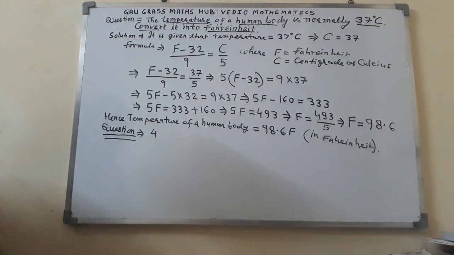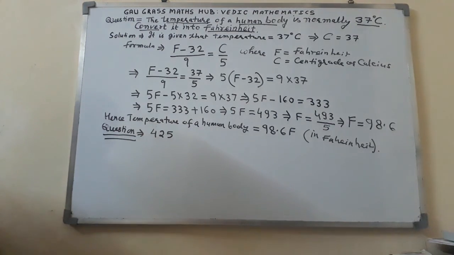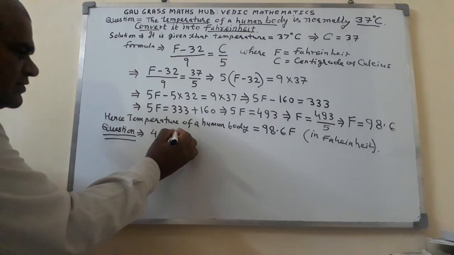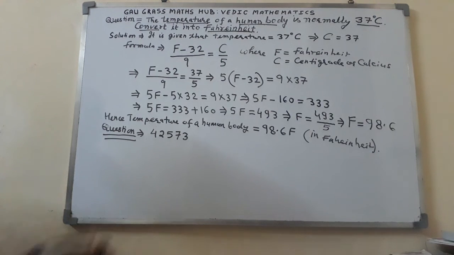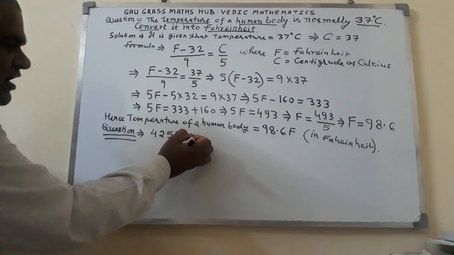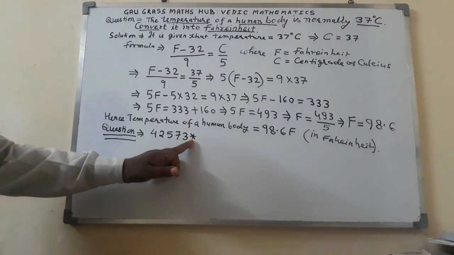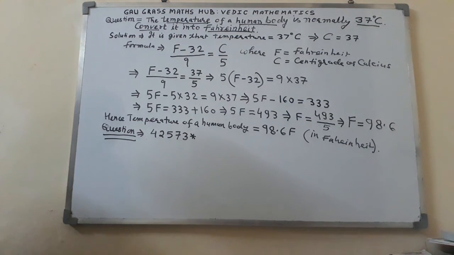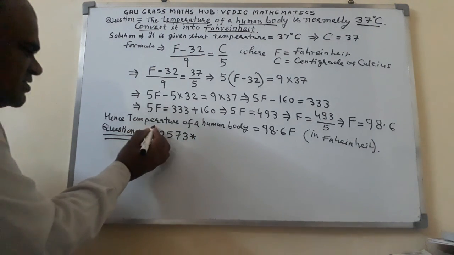425 73. Here I shall make like this a star symbol. This is a star symbol. This means that here an empty space is available. A single digit you have to fill here. That will be determined later on. Write it in bracket.